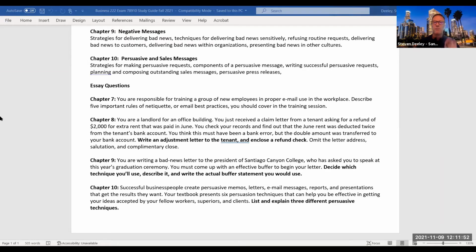Describe 5 important rules of netiquette or best email practices that you should cover in the training session. So this could be things simply like have a good subject line, right? Something that previews the message. Have a greeting, et cetera, et cetera.